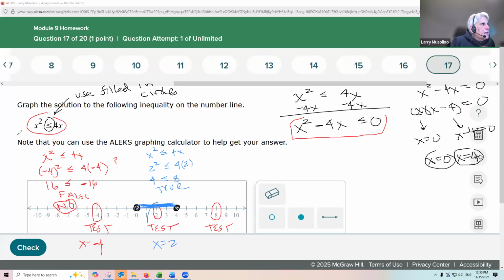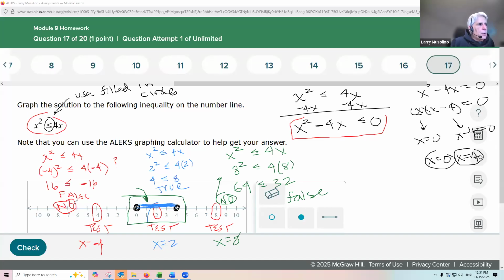All right, one more test for the rightmost interval here. Here we're using x equals 8. So x squared less than or equal to 4x. 8 squared less than or equal to 4 times 8. 64 less than or equal to 32. That's false. So this is a no for this interval. So the only answer here with a test point that made the inequality true is this middle interval. So I would only be highlighting this part of the graph here between 0 and 4.